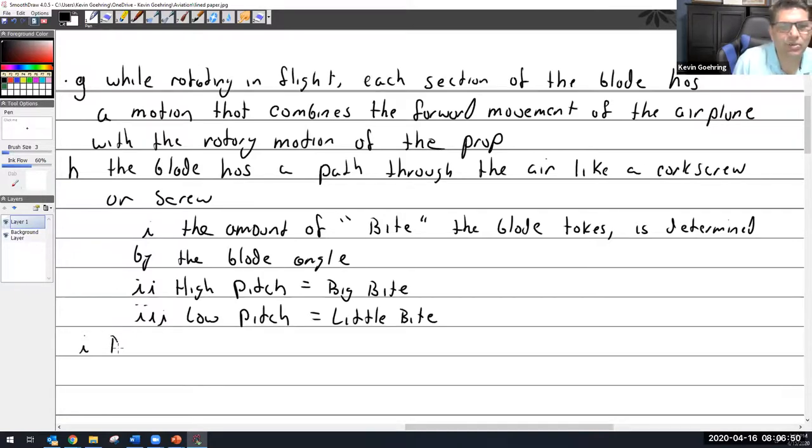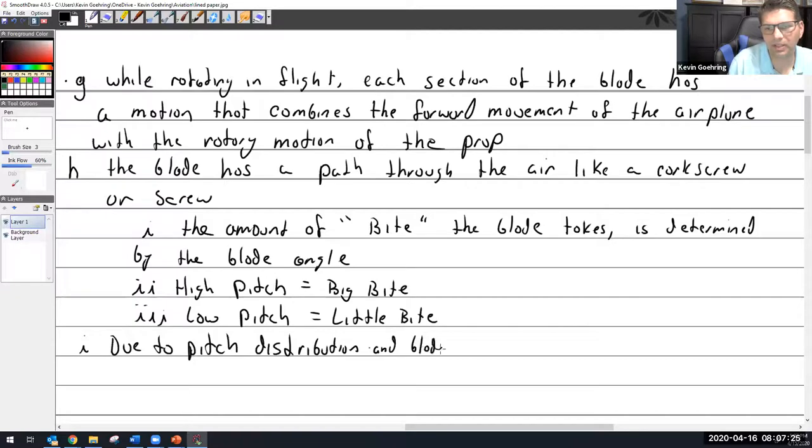All right. So due to pitch distribution. Remember, pitch distribution is the picture. Come on, mouse work. Here's pitch distribution. Pitch distribution, that's that change in angle going down the prop. Due to pitch distribution, which is really blade twist, I'll put blade twist.